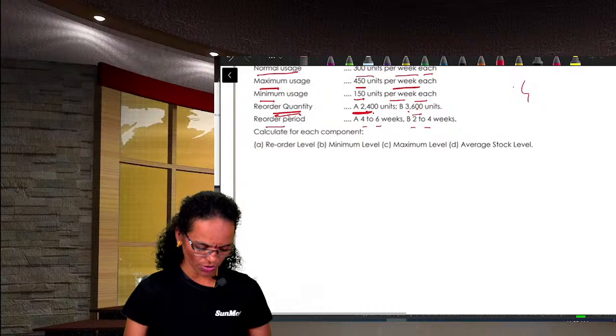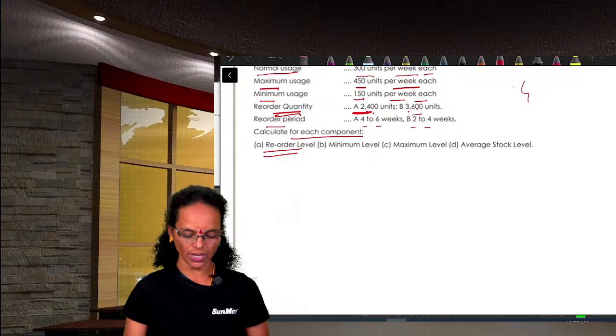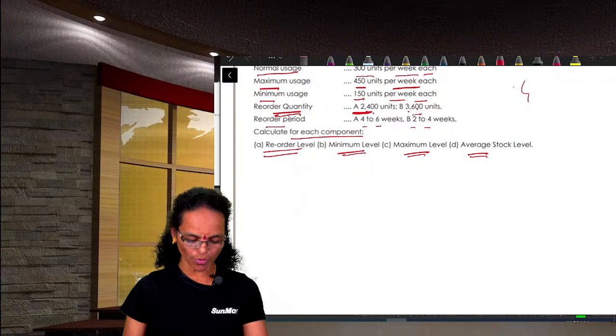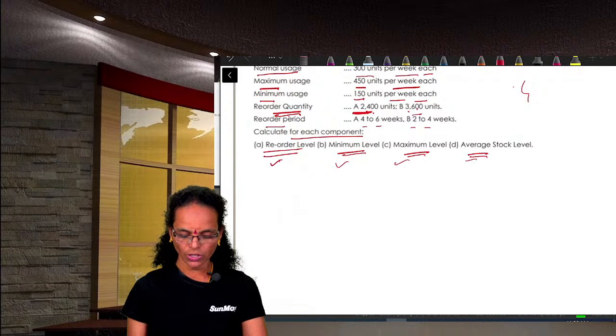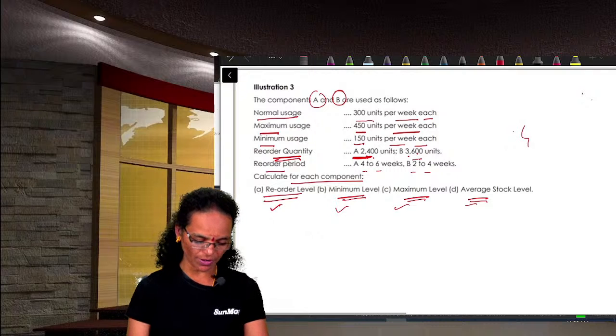For B, okay, calculate for each component the reorder level. We need to find out reorder level, minimum level, maximum level, and average stock. See guys, this type of problem can be expected for 8 marks, means each 2 marks, 2 marks, 2 marks, 2 marks for the CMA and CA students, intermediate level. Okay.